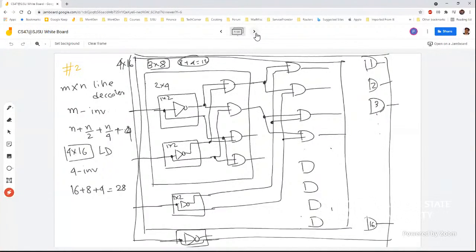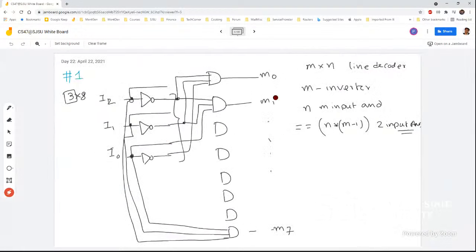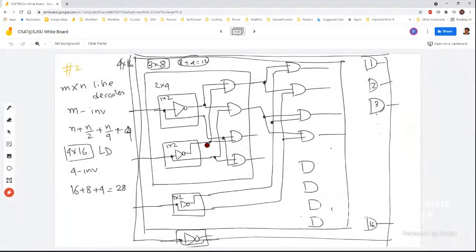But it was not following our previous approach of calculating the number of input. And with this approach, you will always end up actually using more AND gates than this approach. Okay. And then we can actually generalize, like if you don't like this form, we can do another form, number of AND gates.